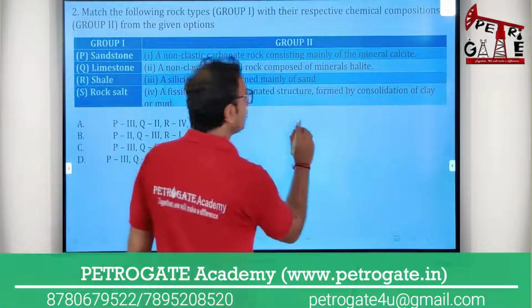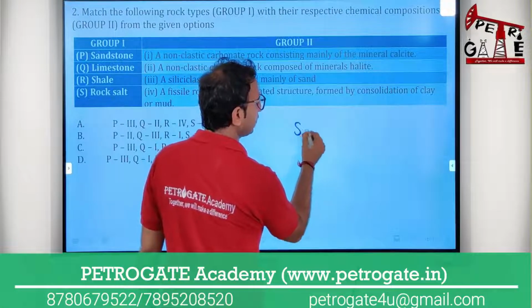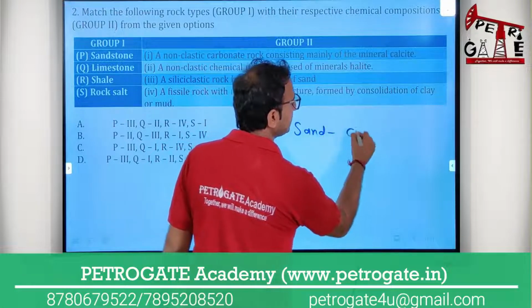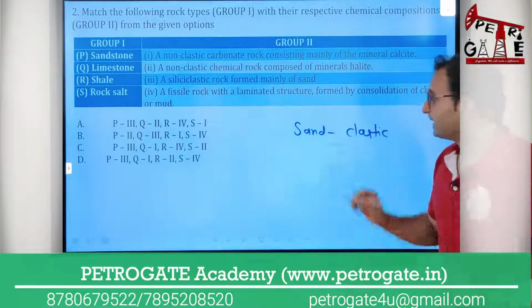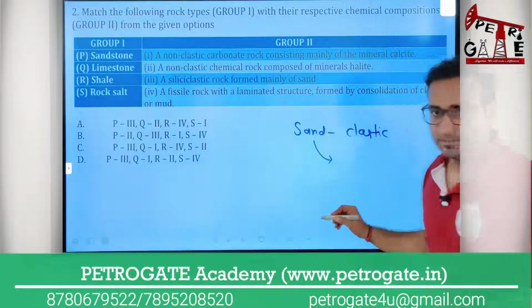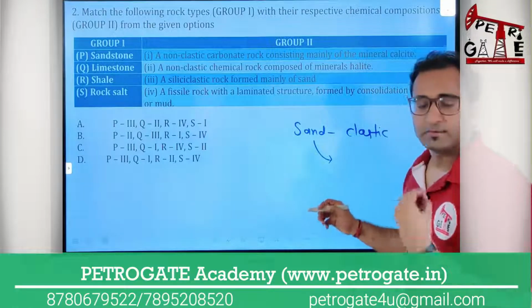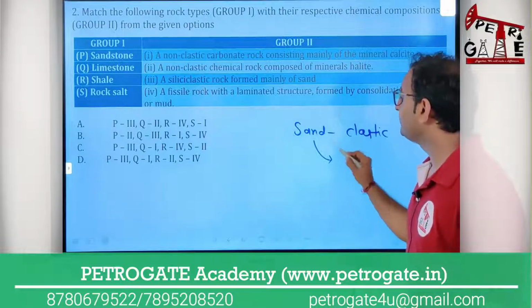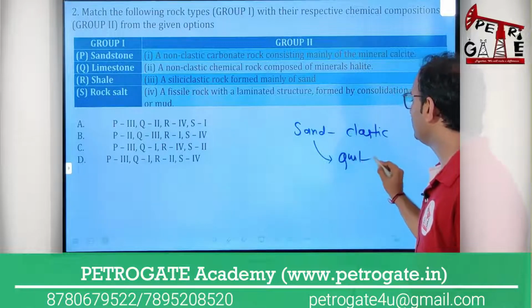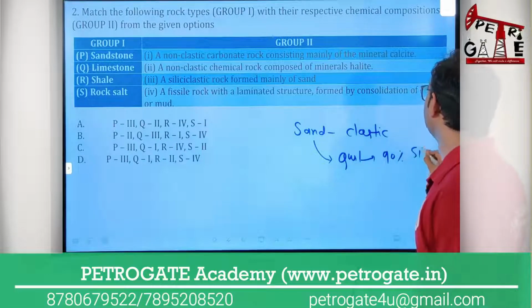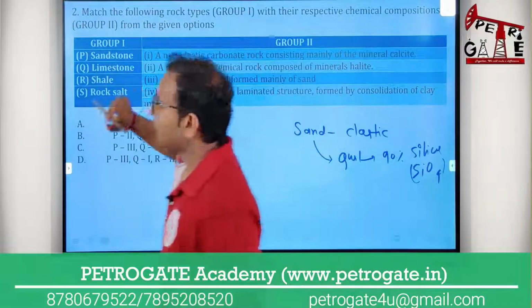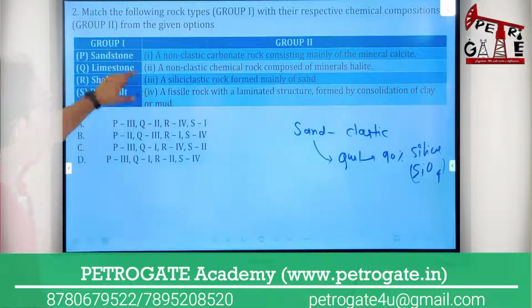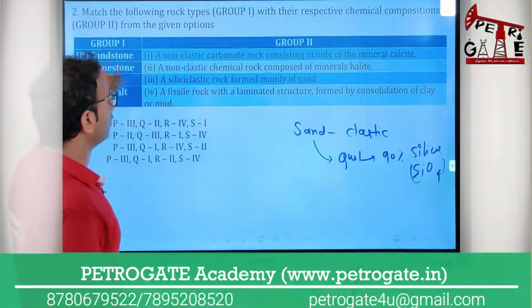Sandstone is a clastic sedimentary rock. Sandstone means clastic sedimentary rock. The maximum content of sandstone is quartz, and quartz is 90% silica mineral. Silica formula means SiO2. This is your silica mineral. So sandstone is a clastic rock. Can you see the option? Yes, non-clastic, this is the wrong option.